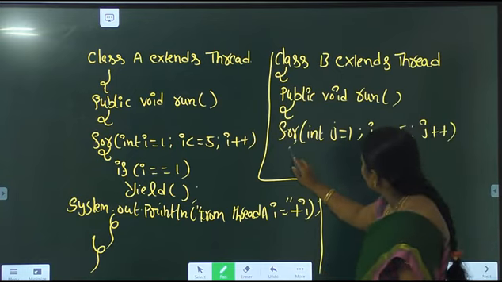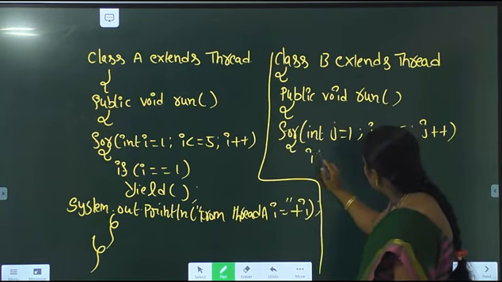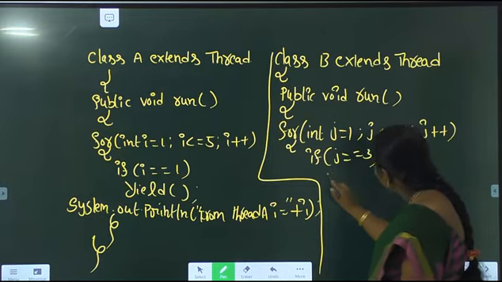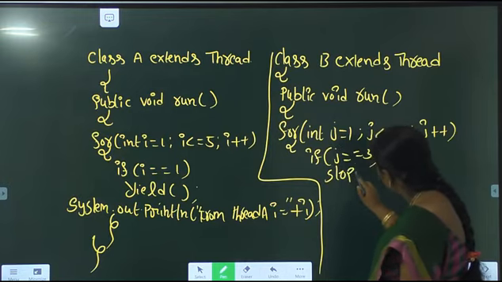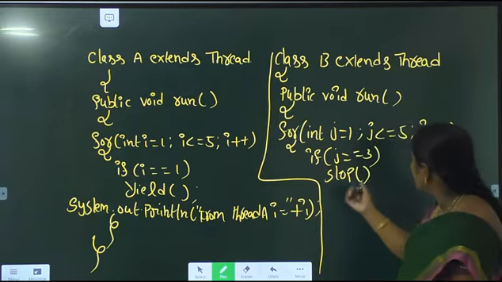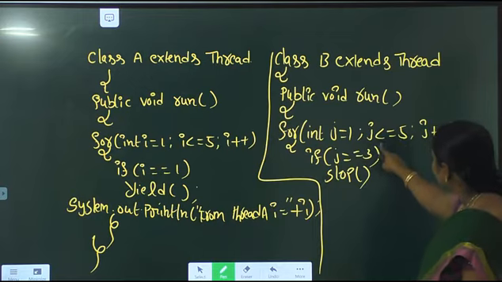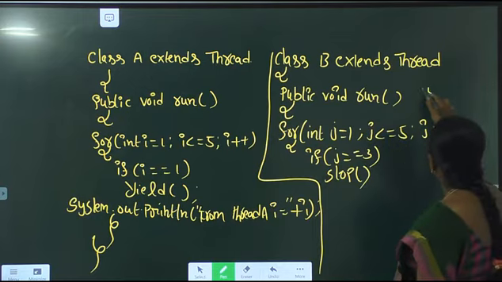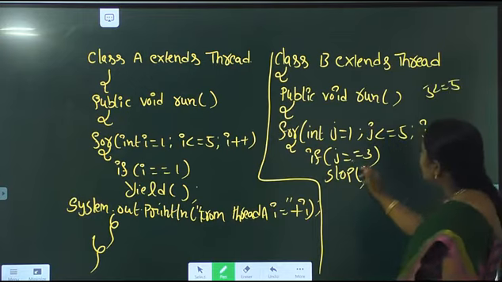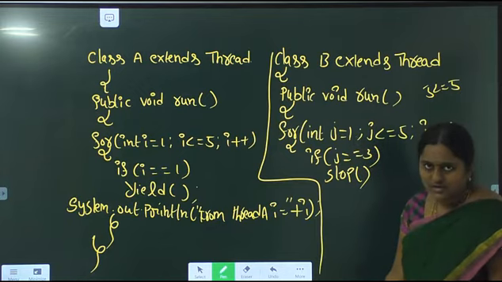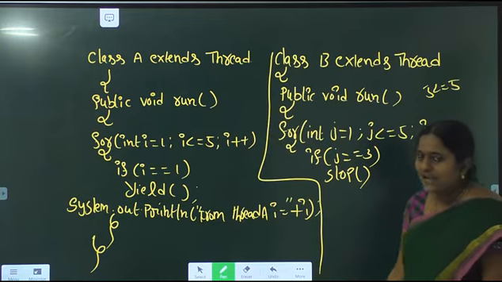Next, within the for loop, if j equal to 3, I am calling the stop method. So the thread is not finishing its execution; j less than or equal to 5 will still be true. Whenever j equal to 3, I am forced to stop this thread's execution.